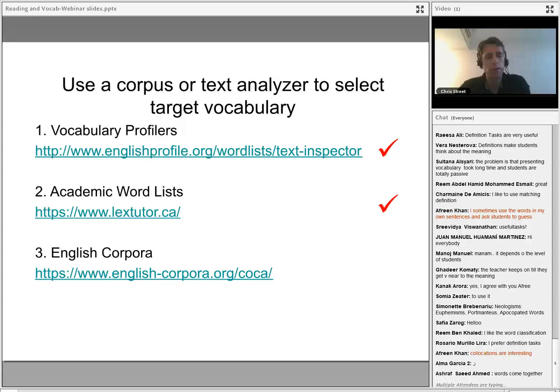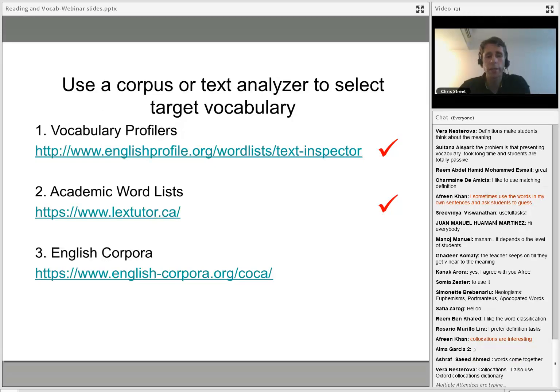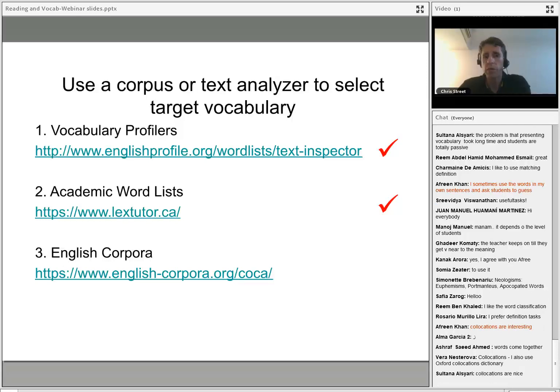We've talked about using vocabulary profilers like Text Inspector, and we've talked about academic word lists. But there are also English corpora, a fantastic tool, and especially good for collocations. The one that I use regularly is this one, the Corpus of Contemporary American English, COCA for short.